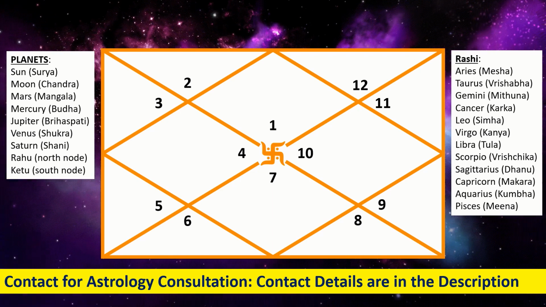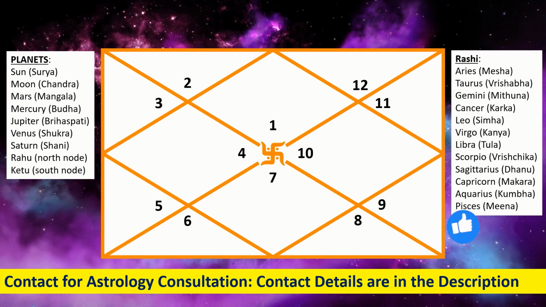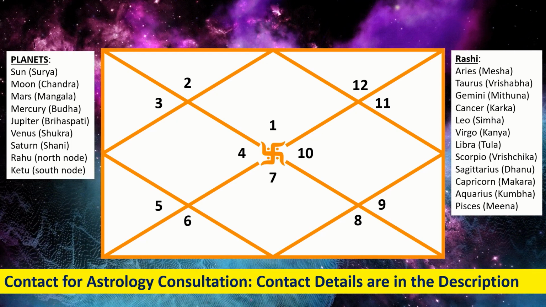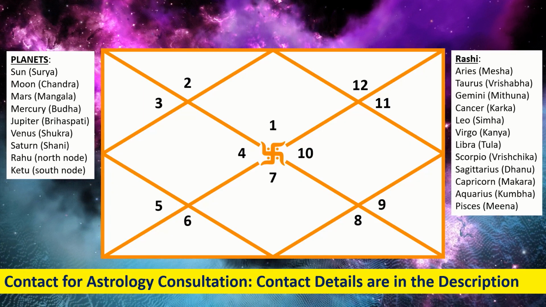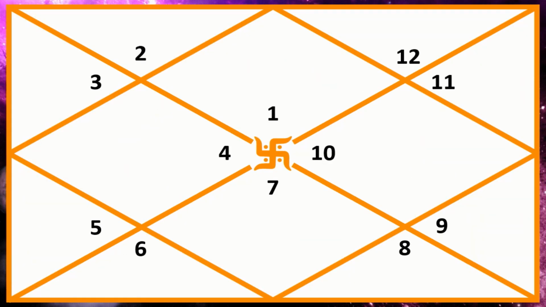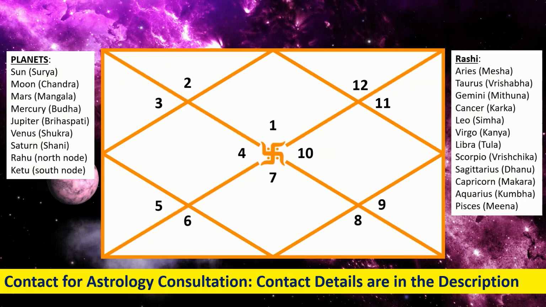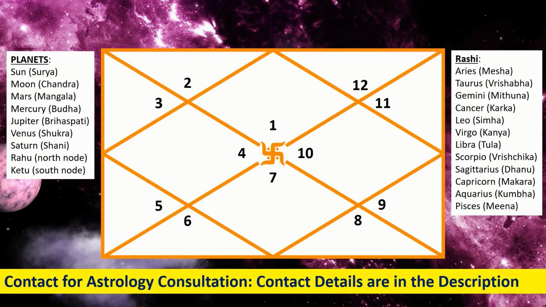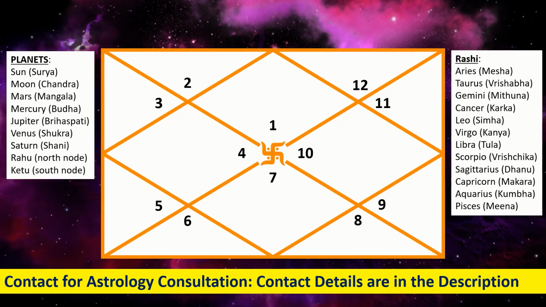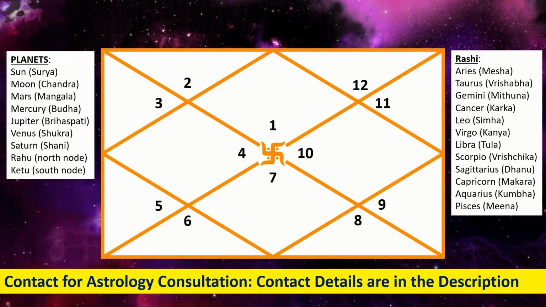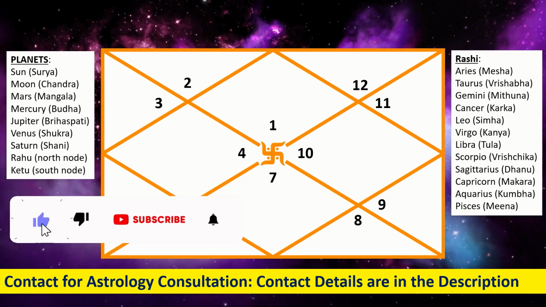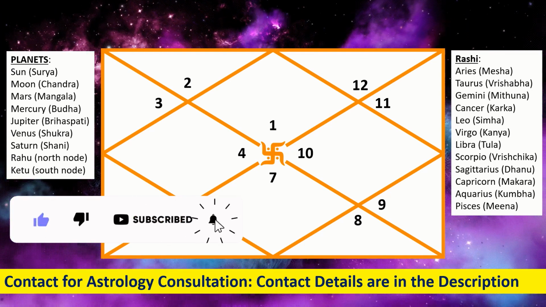Exploring the 12 houses. The 12 houses in a birth chart delineate specific life areas, from the self to relationships, career, and spirituality. We'll decode the significance of each house and understand how planetary placements within these houses influence our experiences. Ascendant, Lagna. The ascendant, also known as Lagna, marks the commencement of the birth chart. It signifies our self-image, approach towards life, and how we navigate the world. Understanding the ascendant is pivotal in interpreting the entire chart.